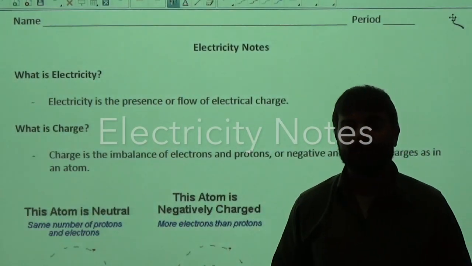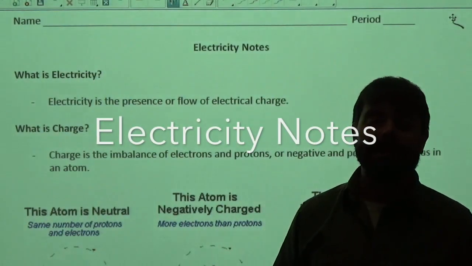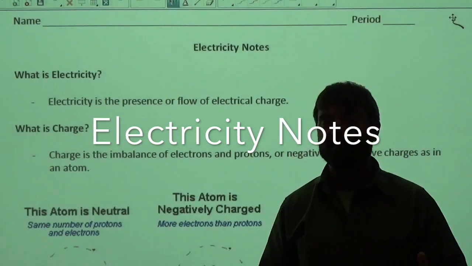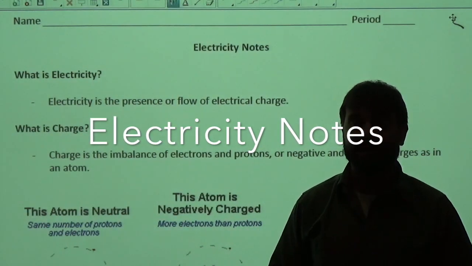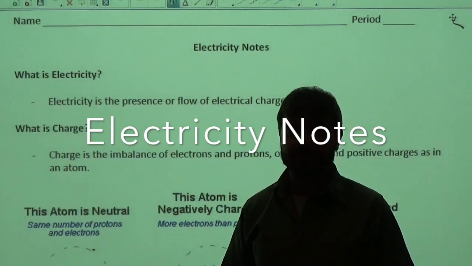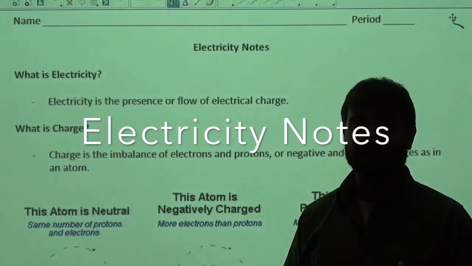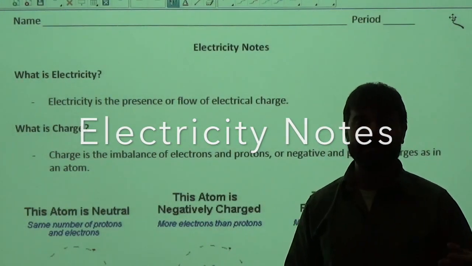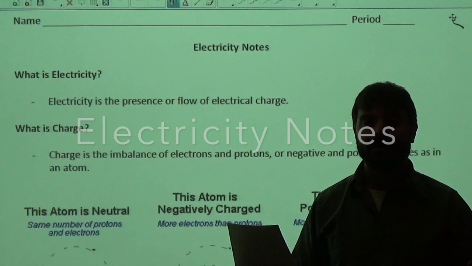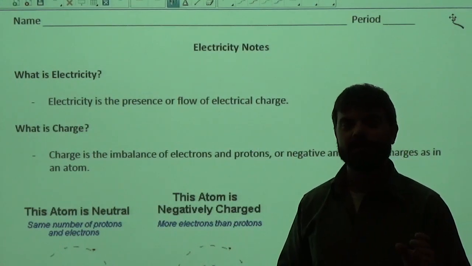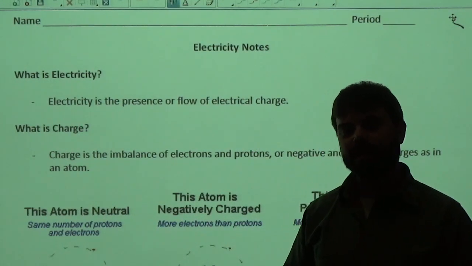Alright folks, today we're going to talk about electricity, and electricity itself is a very large topic. There's a lot of things to talk about. We can talk about static electricity, magnetism, electromagnetic forces, we can talk about circuitry, all those types of things, but what we're going to do here is get an overview of all of that.